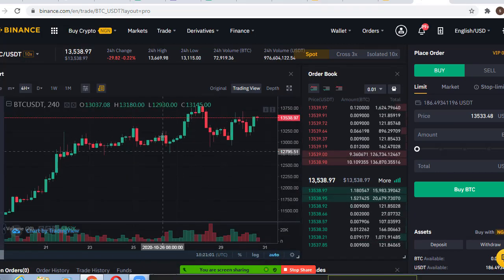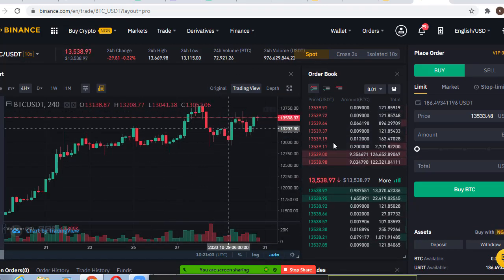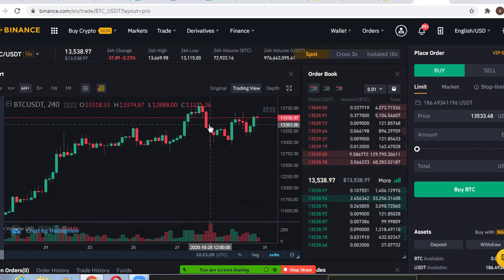All right, so as you can see, this is how the platform looks now. For the first time, if you are a beginner in trading and you look at this platform, it looks a little bit confusing. But with the help of this training today, I will help you get to know what is what.